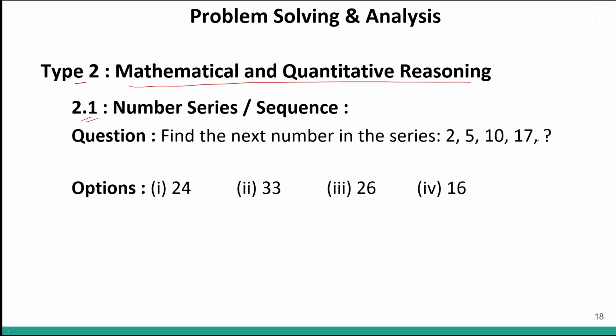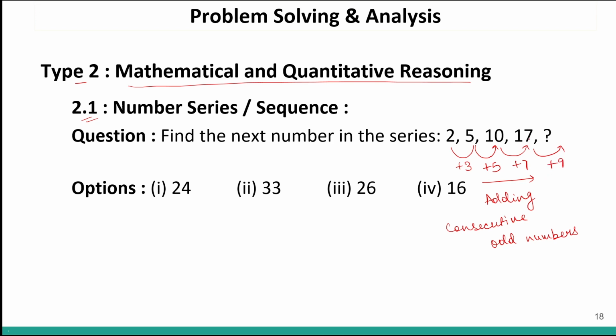Now, we have to look at the pattern that is being followed. Over here, I can say there is a plus 3. Now 5 to 10, I can see there is a plus 5. Similarly, 10 to 17 is a plus 7. So clearly what I am doing is adding consecutive odd numbers. This is the pattern, correct? After plus 3, plus 5, plus 7, the next will be plus 9. If I add 9 to 17, I'll get 26. So my answer will be option number 3, 26. Very easy. This is how you solve number series and sequence.